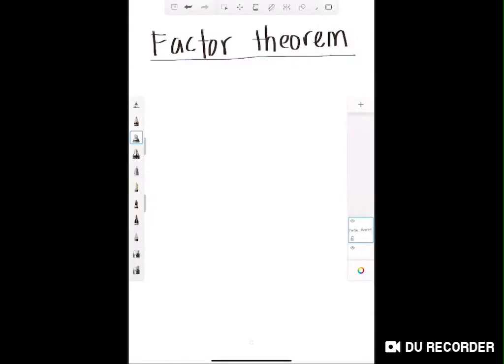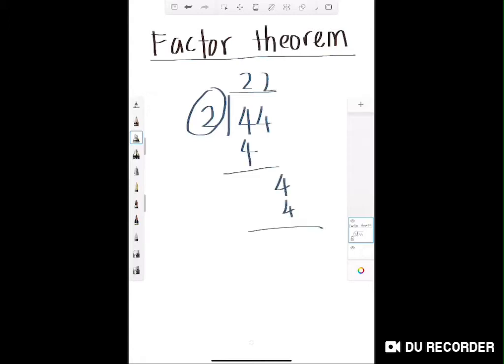Factor theorem. So what is factor theorem? Okay, let's say I have 44. Divide by 2. So is 2 a factor of 44? We have to check by dividing 44 by 2. So we get this. Okay, remainder 0. So when you divide by a certain number and the remainder is 0, it means 2 is a factor.